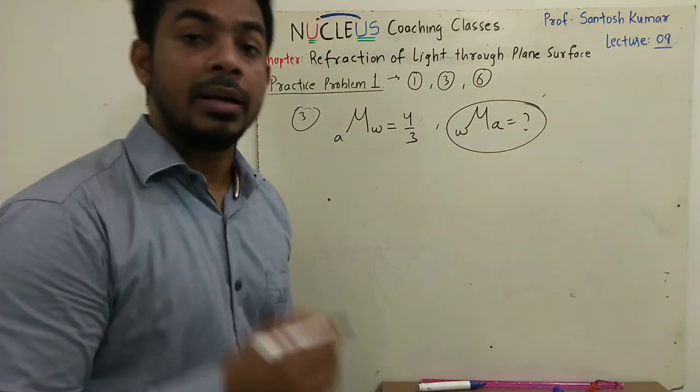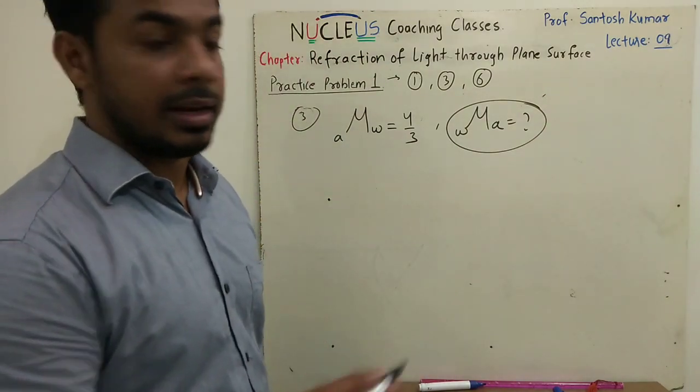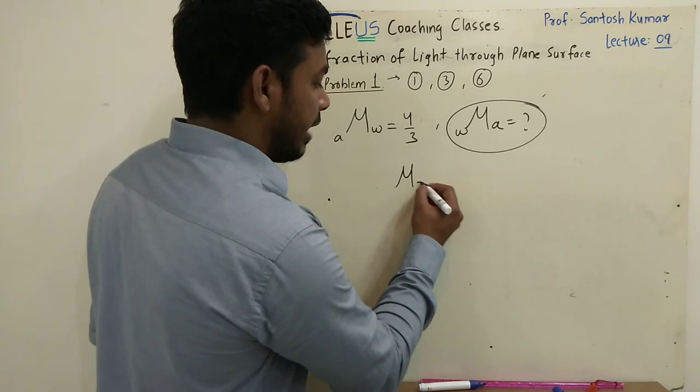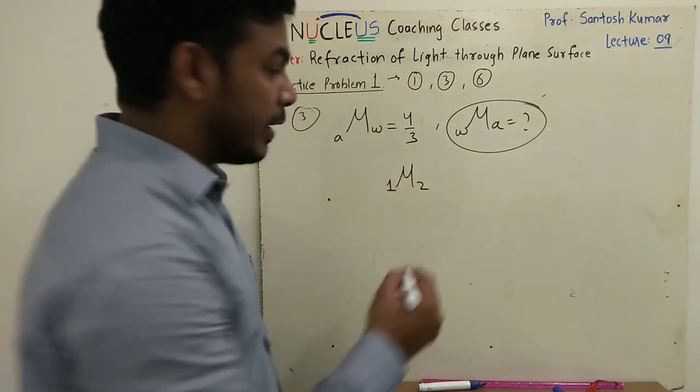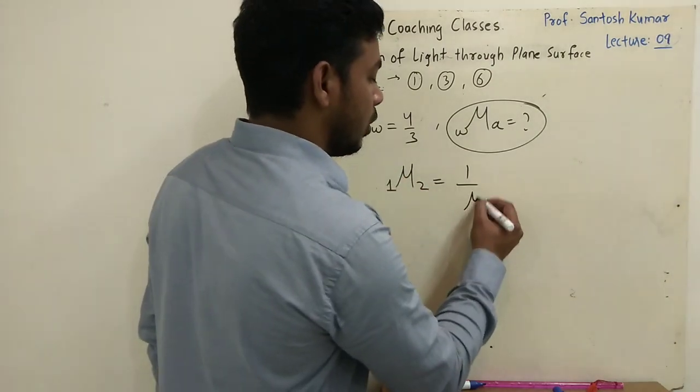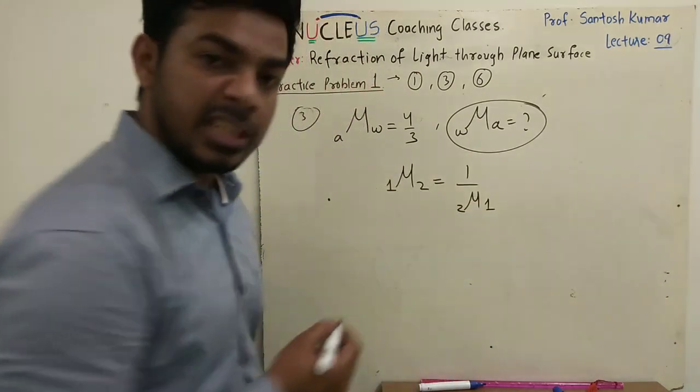If you remember, in the section principle of reversibility of light, I had explained that the refractive index of 2 with respect to 1 is the reciprocal of the refractive index of 1 with respect to 2.